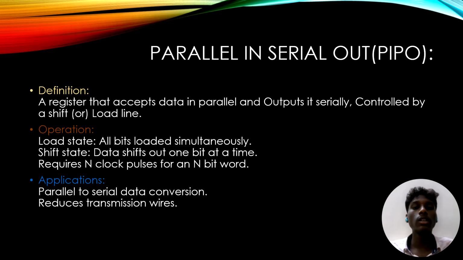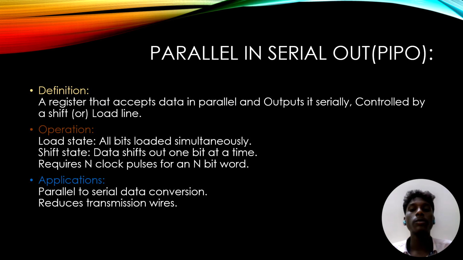Now we will see the parallel in serial out, PISO. The PISO register does the opposite. It accepts data in parallel all at once and then shifts it out serially, one bit at a time. It operates in two states. Load state, when data is loaded simultaneously. Shift state, when data is shifted out bit by bit.